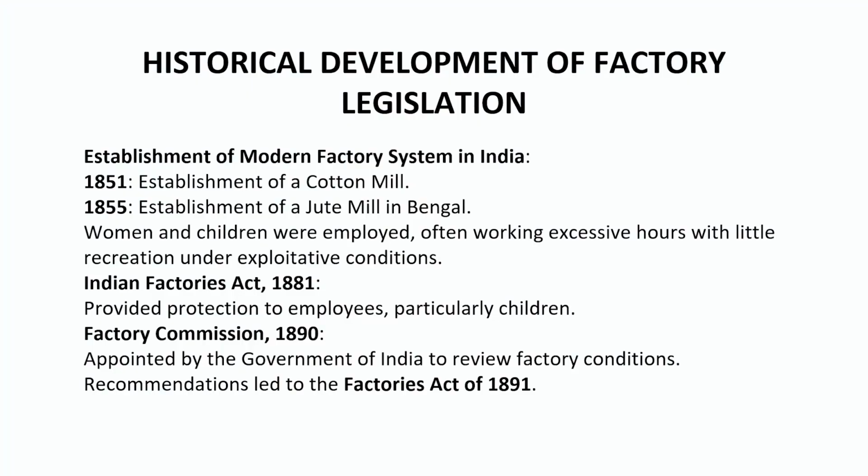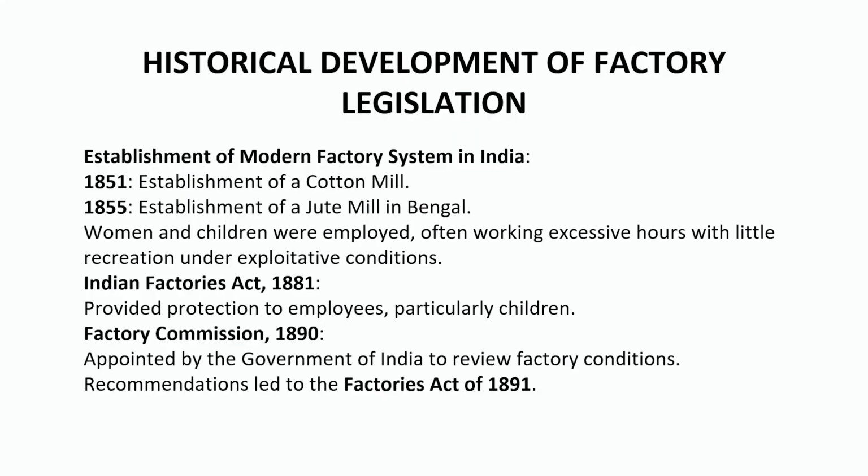Historical development of factory legislations. The first establishment of a cotton mill was in 1851, and the establishment of a jute mill in Bengal. At the time when this kind of establishment was set up, we did not have any uniformity in the work or in the number of hours, and it was realized that exploitation was being caused to the children and the women in the factory.